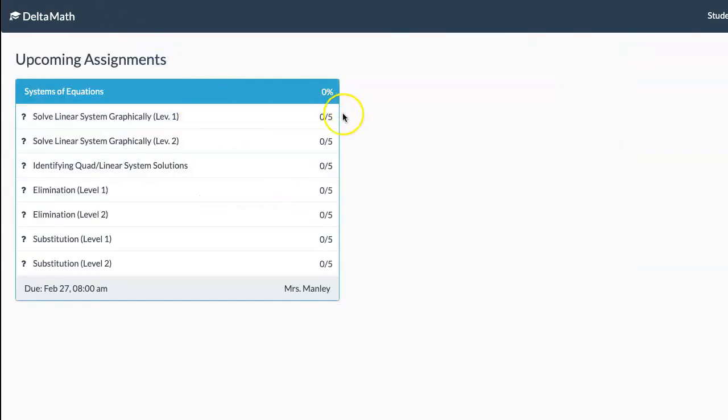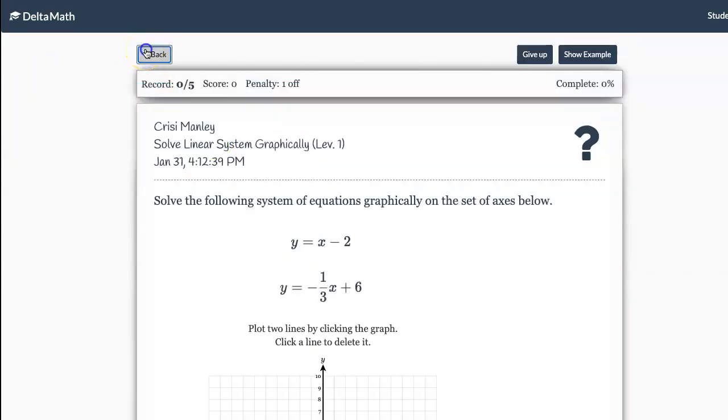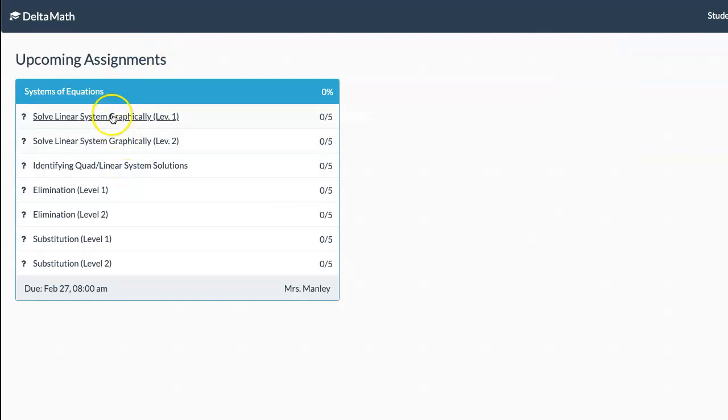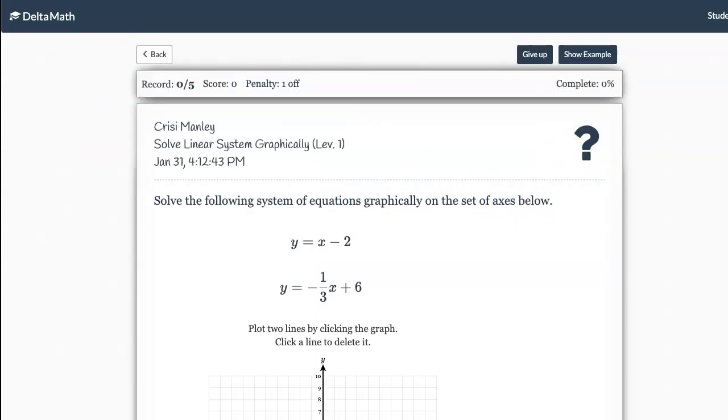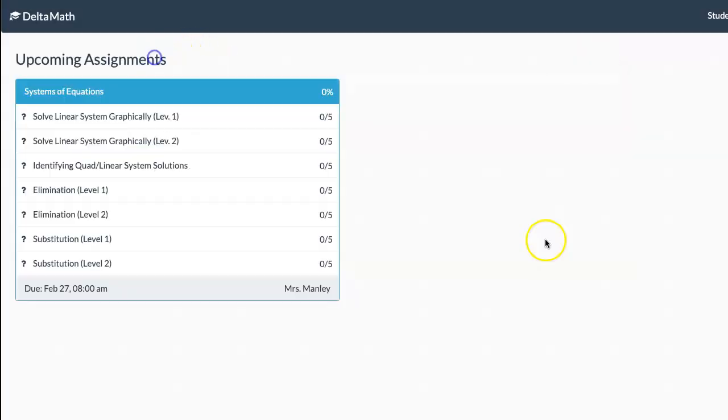All right. So you're only required to get 5 correct. It'll let you keep going past 5. So if you feel like you need to get additional practice, then keep going. Otherwise, once you have 5 correct, you can hit back and go to the next activity. If you're stuck in the system, you can click Show Example, and it'll go over an example with you. Okay.